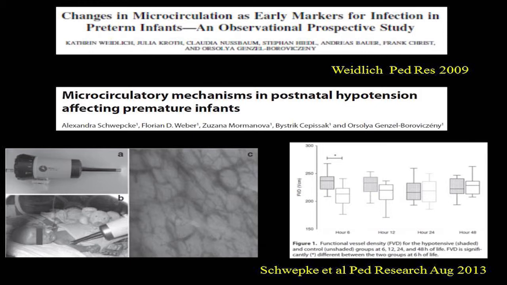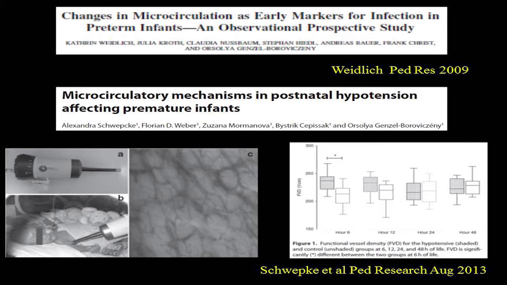Then we go back to what we know in premature neonates. This is a study that observed the microcirculation in the arm of preterm neonates. And this was a prospective study where they studied the microcirculation on subsequent days, and they found that before the children developed sepsis, there was actually a difference in their microcirculatory parameters.